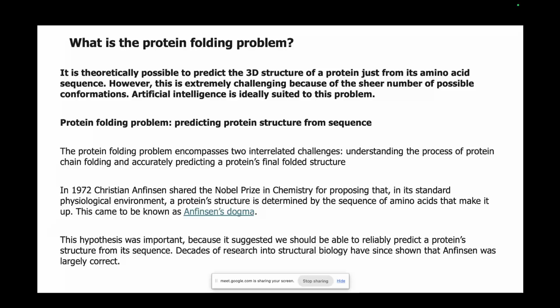However, it is extremely challenging because of the sheer number of possible conformations. And artificial intelligence is basically best suited for this, as are software like AlphaFold and all of those. Because you have to consider all the different possible conformations a particular protein can have and be stable in those conformations, it is often quite hard to predict the structure of the protein.